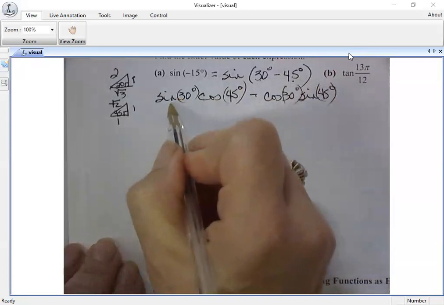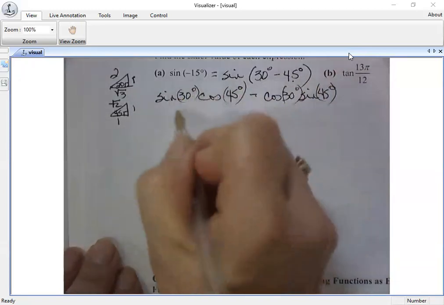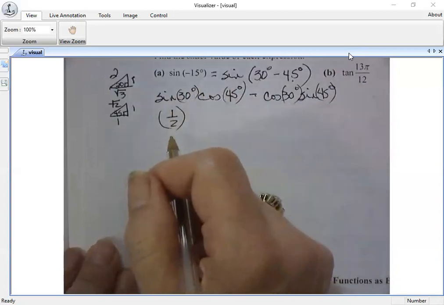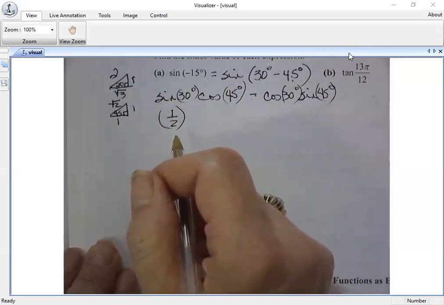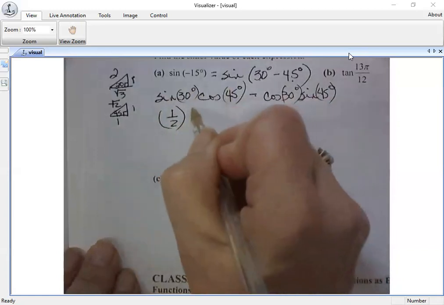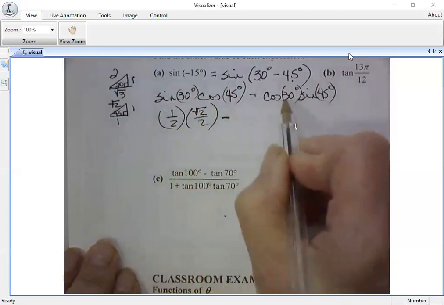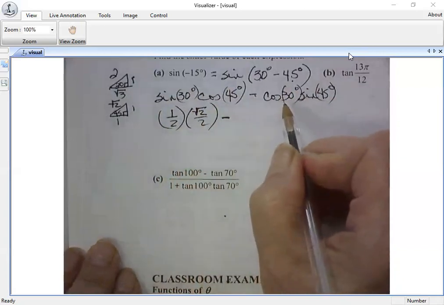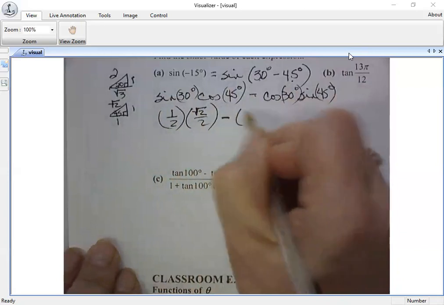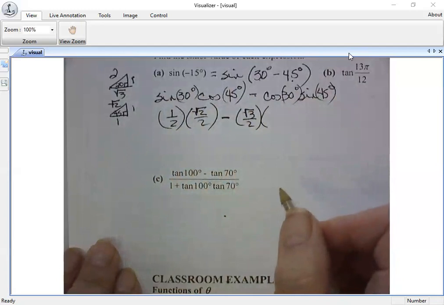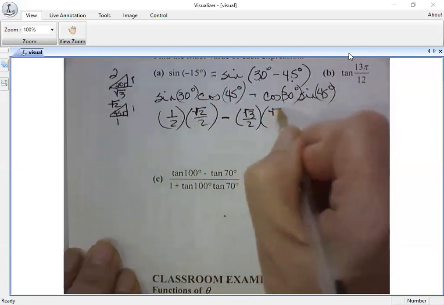So looking at your triangle, sine of 30 is how much? 1/2. What's the cosine of 45? Yes, square root of 2. Good. In rationalized form, it's square root of 2 over 2. Minus cosine of 30? Square root of 3 over 2. And the sine of 45? Square root of 2 over 2.